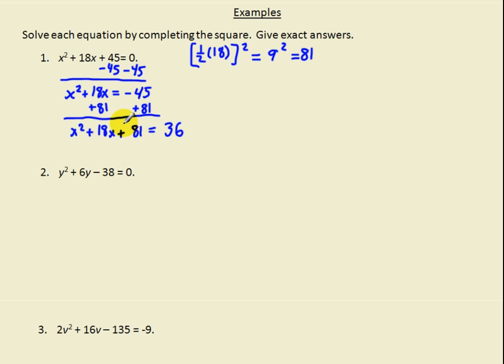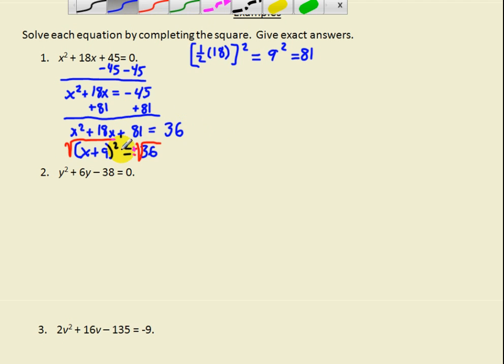Now we can factor. We already know this is a perfect square. We set it up to be a perfect square. So this is x plus 9 squared equals 36. Then take the square root of each side. And remember that we need plus or minus the square root of 36. So we have on the left-hand side x plus 9, and on the right-hand side plus or minus 6, sorry. We take the square root of 36 to get 6. Let me erase that just to make it a little more clear. Try that again. Plus or minus 6.